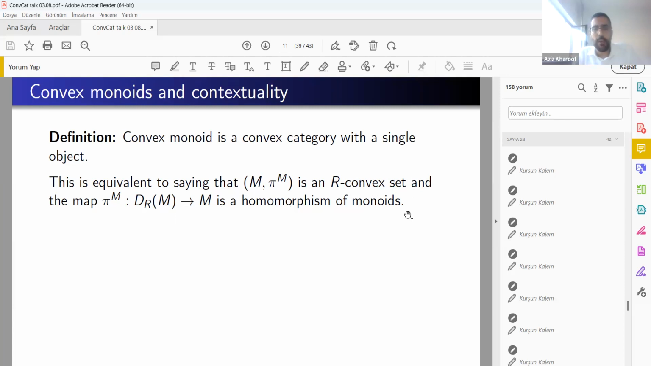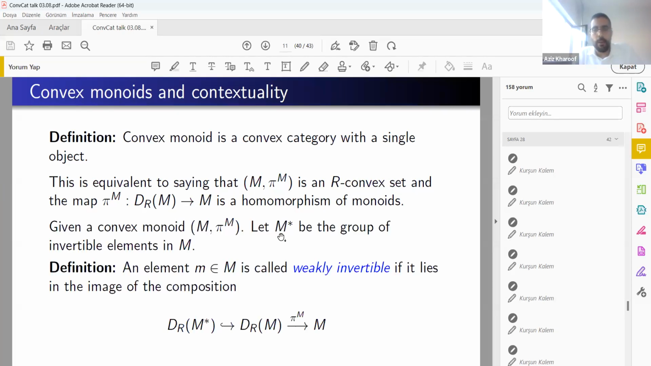And when we have a monoid, we can talk about the group of invertible elements in M. And then we can come up with something called weakly invertible. What does weakly invertible mean? It means everything coming from here by composition, that is, everything that is a convex combination of invertible elements. Okay, when we have a convex monoid.